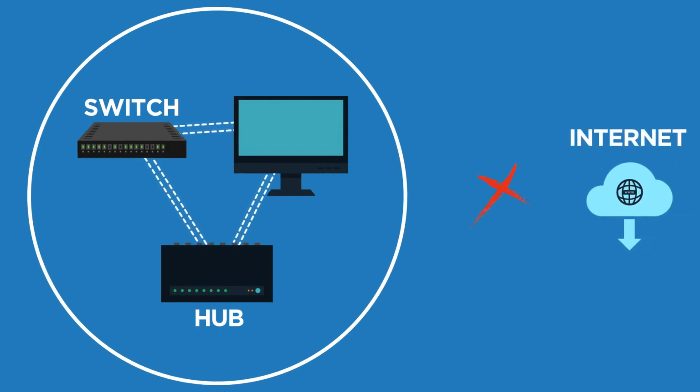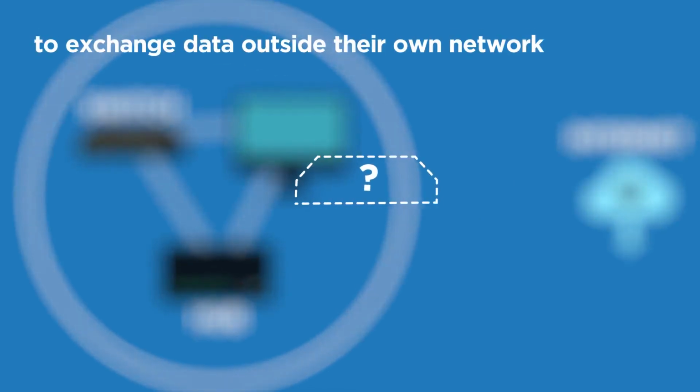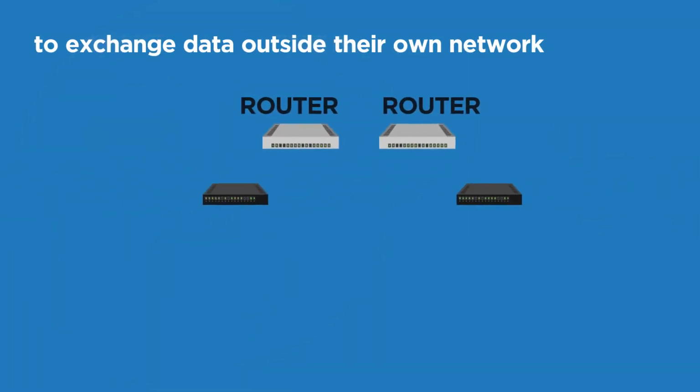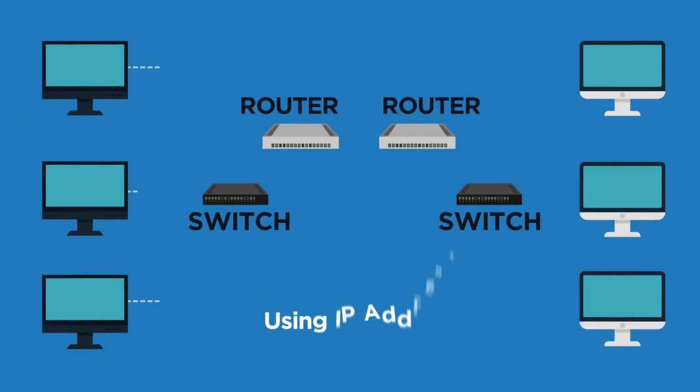Hubs and switches are used to exchange data within the same network; they cannot transfer data outside the network, that is, on the internet. To exchange data outside their own network, we need a device that is capable of reading IP addresses. That is where the router comes in. A router routes the data from one network to another using IP addresses.